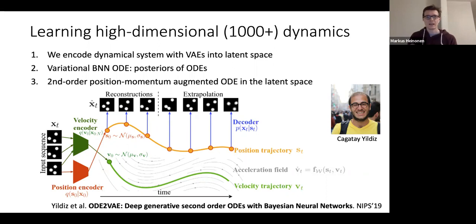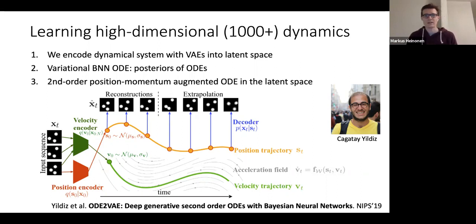And here the key thing is that the system does not know that there are balls. I mean, the system has no idea what's in these images. It is simply fed a bunch of images, and it needs to learn to reproduce these sequences of images.